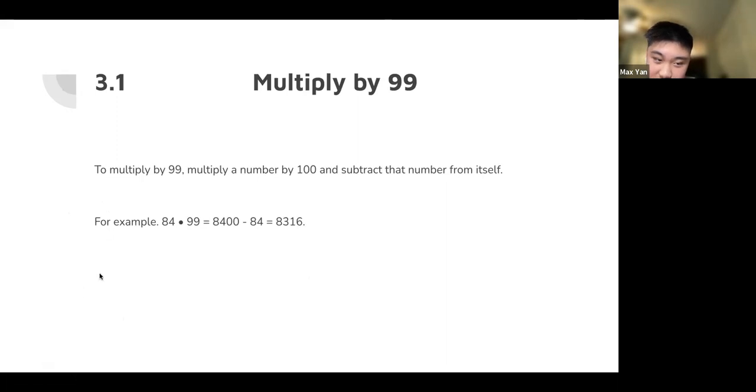So this is similar to the thing that I think one of y'all did. You did 48 times 19. You changed it into 48 times 20 minus 48. But for this one, we're going to do it with 99. 99's pretty annoying to multiply by, so we're going to do this trick. 84 times 99 equals 8400 minus 84.